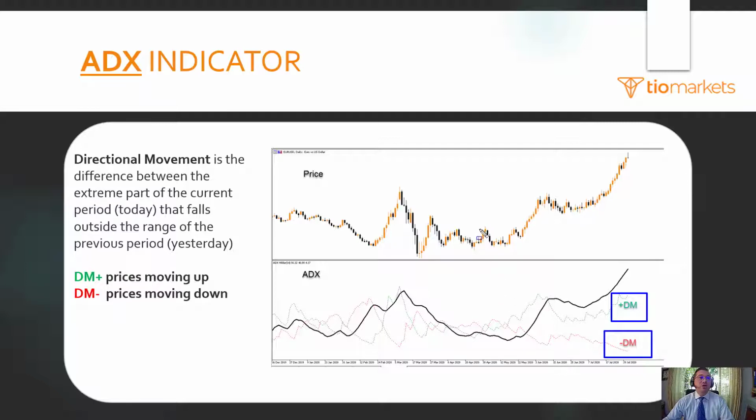So here you can see, looking at this chart, that when the positive DM is above the negative DM, it tells you we're in an uptrend. And when the negative DM is above the positive, you can see that prices are going lower. So it's really an awesome tool to help us identify and stay with these trends.